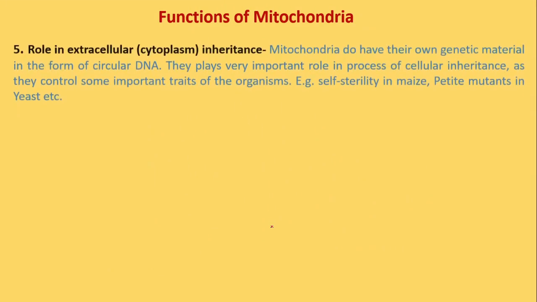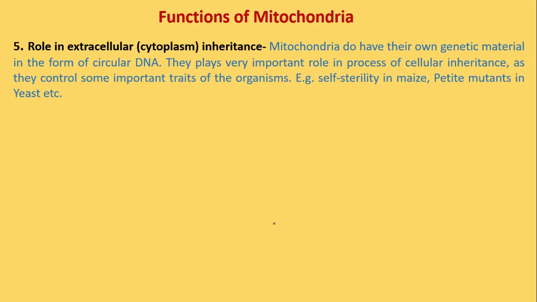Now, the next function is the role in extranuclear cytoplasmic inheritance. Mitochondria have their own genetic material in the form of circular DNA, and that DNA plays a very important role in cellular inheritance, as it controls some important traits of the organism. For example, male sterility in maize and petite mutants in yeast. All these are different traits which are controlled by mitochondrial DNA.